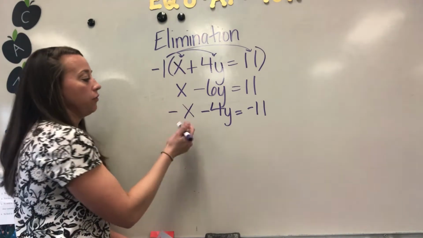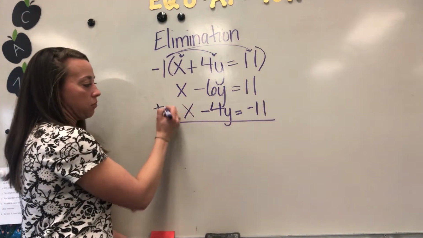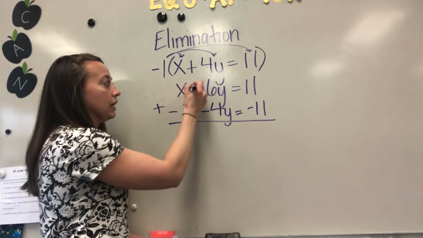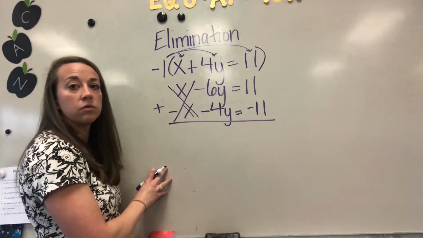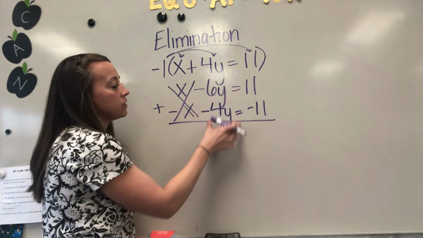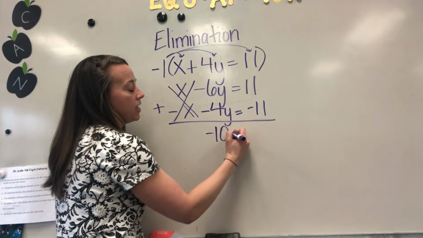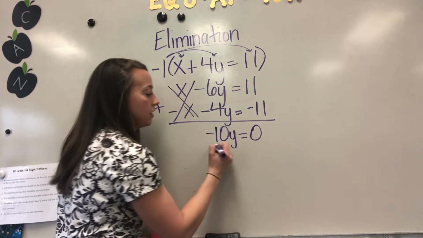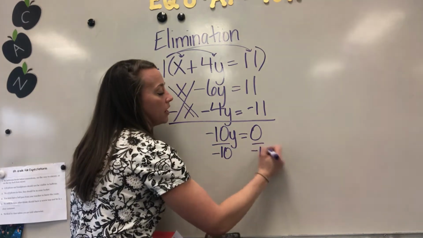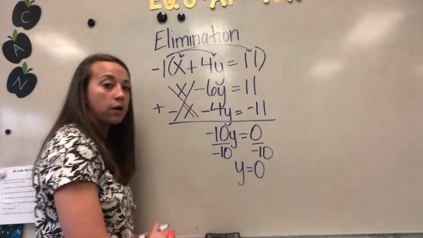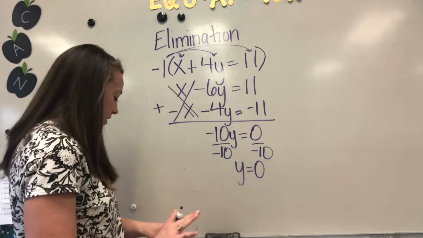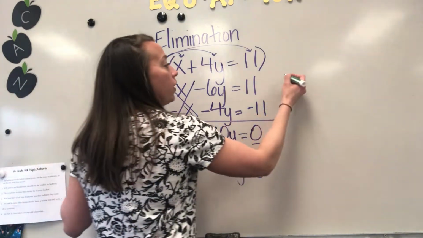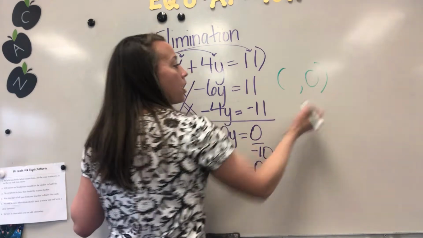So I'm going to turn those two into an addition problem, just like we did previously. So x plus negative x, well, that's going to eliminate or cancel out my x's, which is exactly what I want. Negative 6y and negative 4y make negative 10y. And 11 and negative 11 make 0, which is perfectly fine. I continue my process of dividing by negative 10, and I get that y equals 0. And there's nothing wrong with y being 0. Remember, 0 is an answer. 0 is a solution.